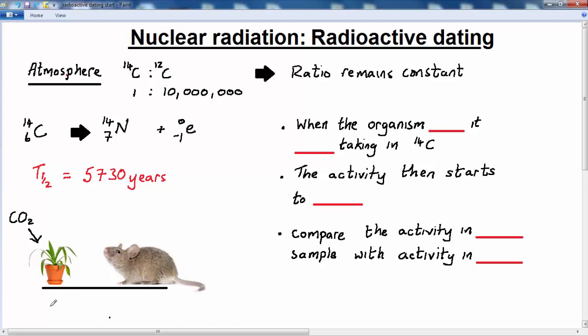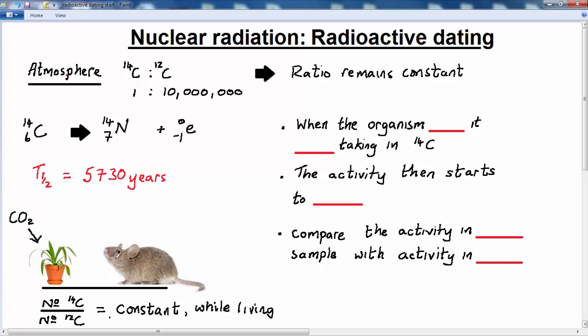So we say that while the plant is alive, the number of carbon-14 atoms in its body to the number of carbon-12 atoms will always remain the same. It will be the same as the ratio of carbon-14 to carbon-12 in the atmosphere. This will not change while the plant is alive. Okay, so this is constant while alive.